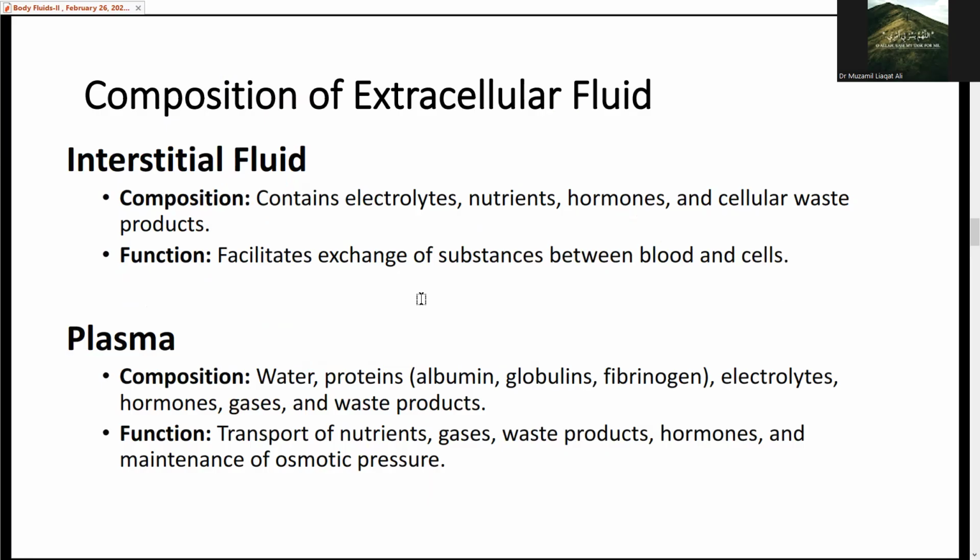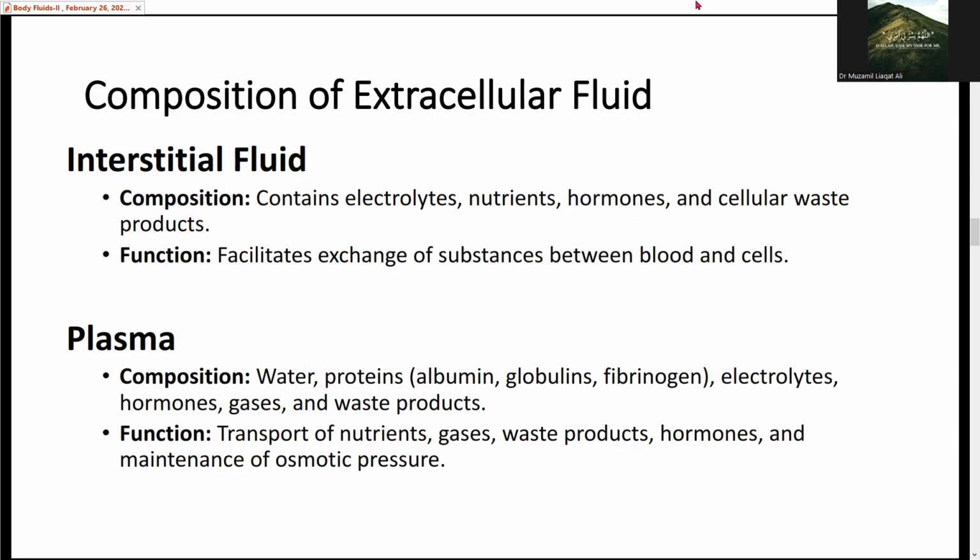So now let's talk about the composition of extracellular fluid, right? Interstitial fluid contains electrolytes, nutrients, hormones, and cellular waste products. Its function is to facilitate the exchange of substances between blood and cells, right?